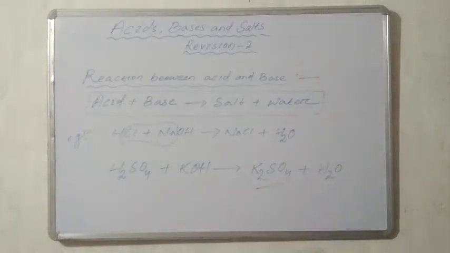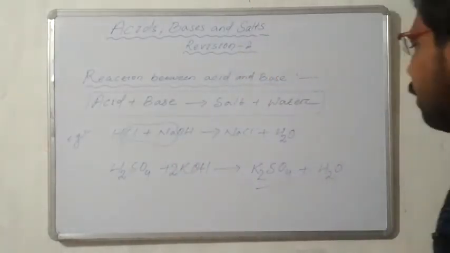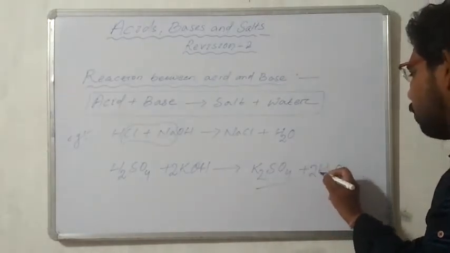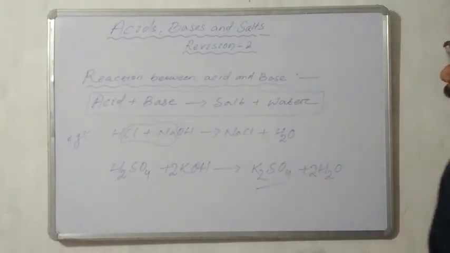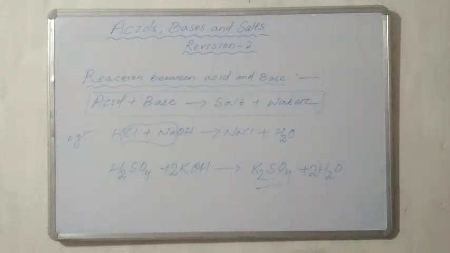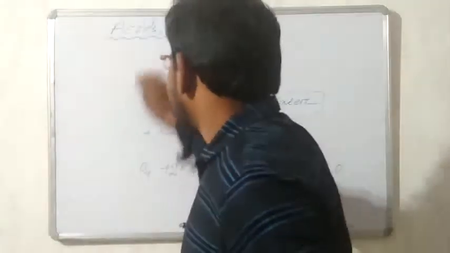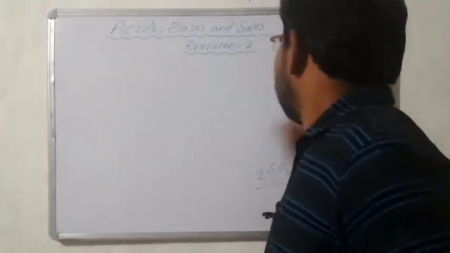K2SO4. Then we have to balance this one. You multiply by 2, then here 2. So this is also a neutralization reaction. Here the acid is neutralized by the base to form salt and water.